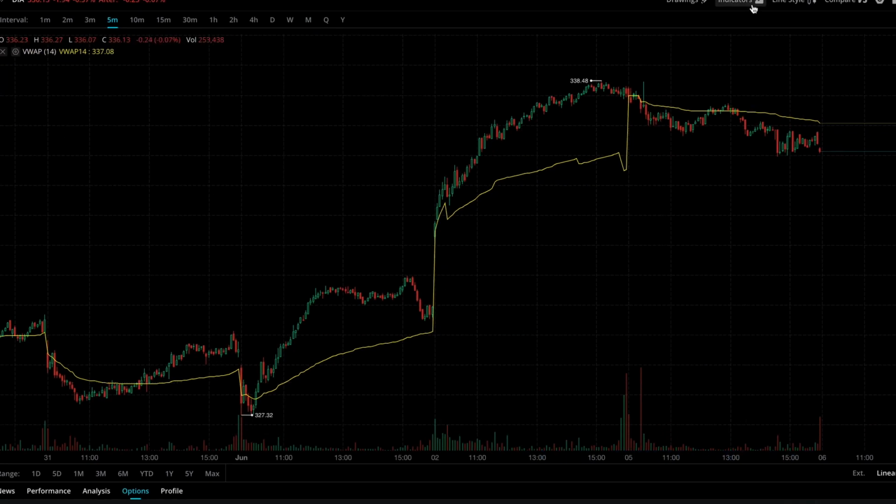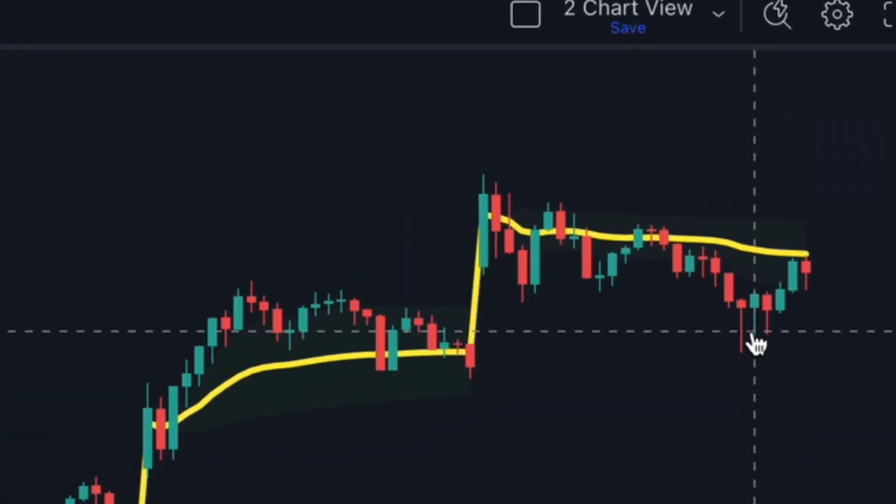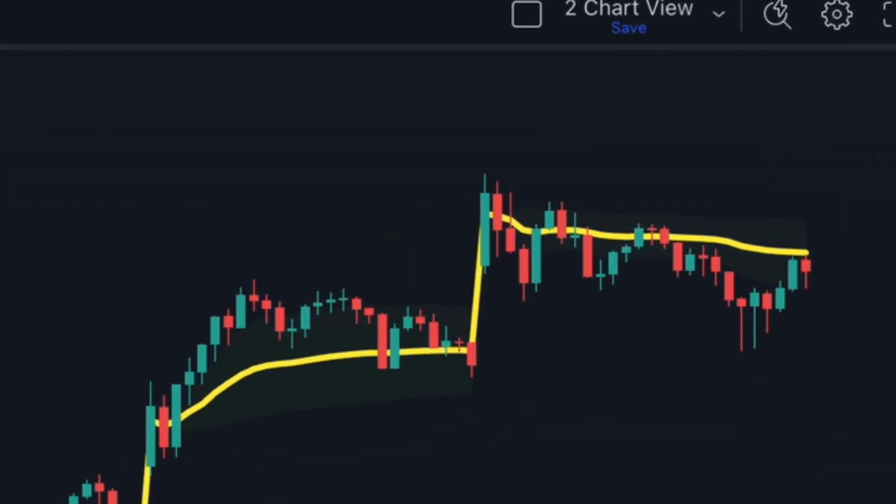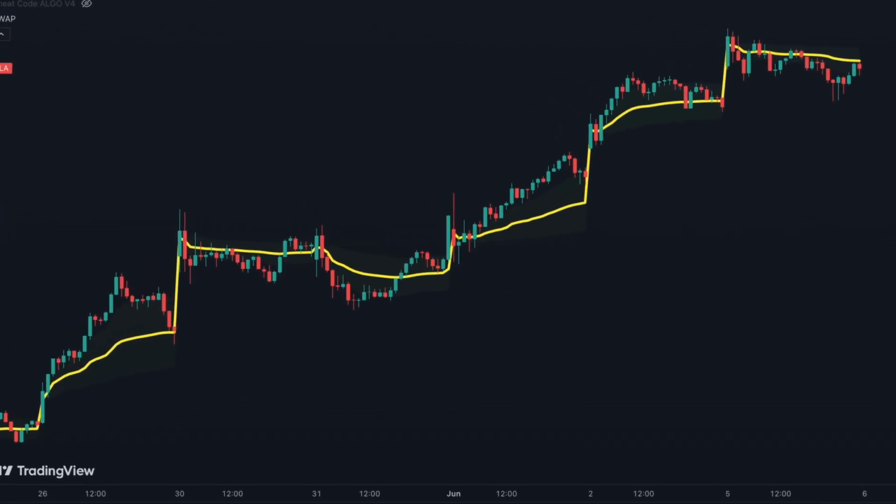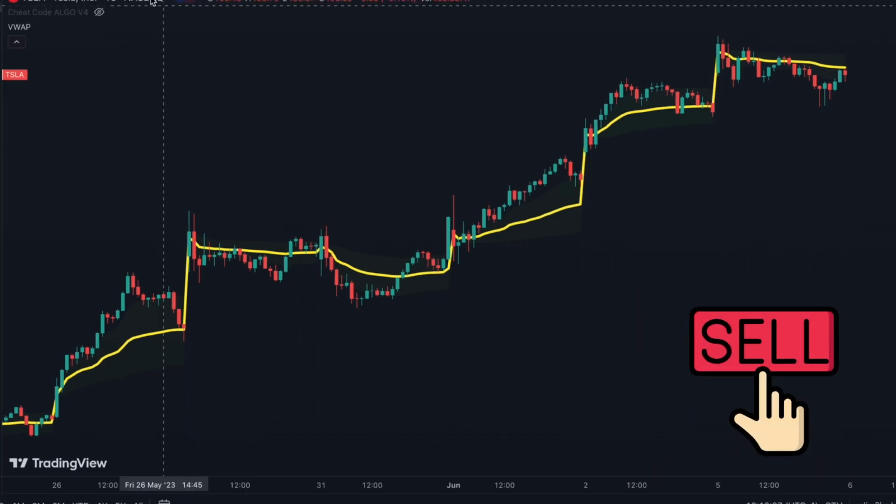On the other hand, if the stock is trading below the VWAP line, this suggests that it's trading at a discount to its fair value, and it may be oversold. This information can help you make informed trading decisions, such as whether to buy or sell the stock.